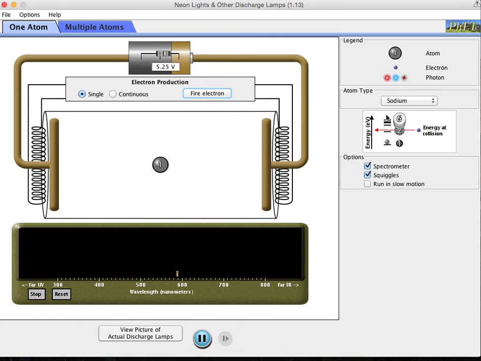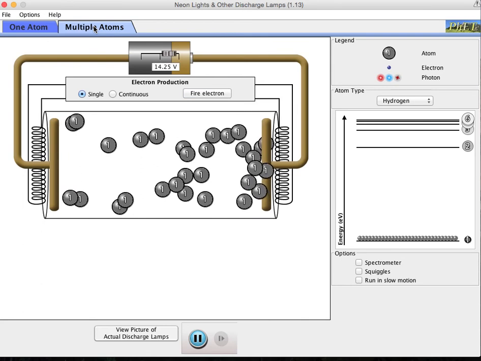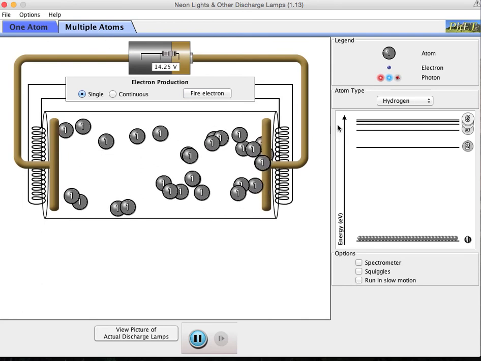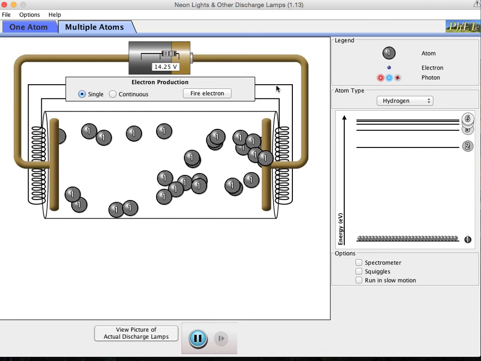This is a sodium lamp, and it would give off a yellow light. You would see a yellow light, and you can see in this spectrometer below that yellow light is being released. There's also the case with multiple atoms, and in this case it's a hydrogen lamp. So it's basically the same principle.